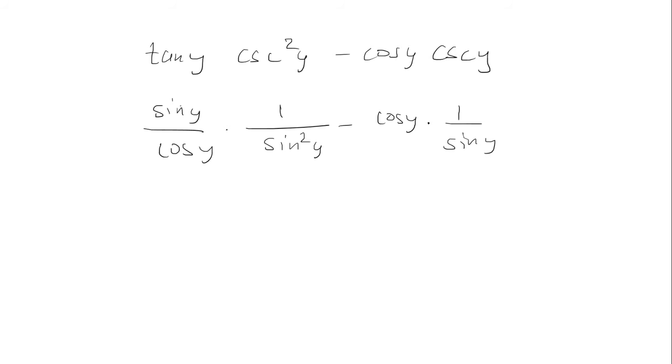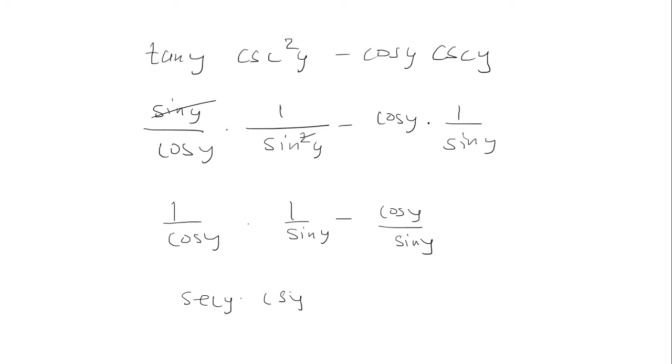Now I can cancel out one of the sine factors. I'll have 1 over cosine y times 1 over sine y minus, now this would just be cosine times 1 over sine y, which is cosine y over sine y. I can simplify 1 over cosine y as secant y, and 1 over sine y as cosecant y. And cosine over sine, we just write as cotangent y. And so we simplified this.